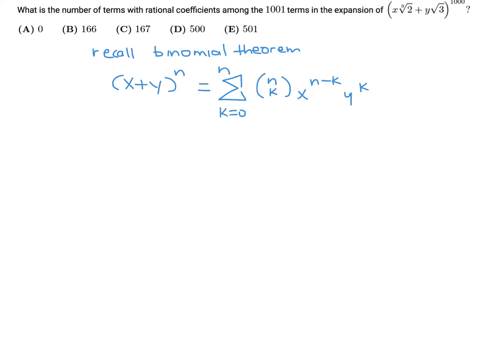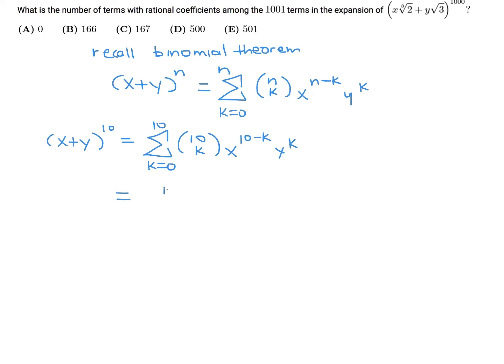Now, that may seem a bit confusing if you've never seen this, but let's give an example. Let's say you have x plus y to the power of 10. Using that formula, it would be the sum from k equals 0 to 10 of 10 choose k, x to the power of 10 minus k, y to the power of k. Now, I'm not going to write out all of them, but let's just write out a few.